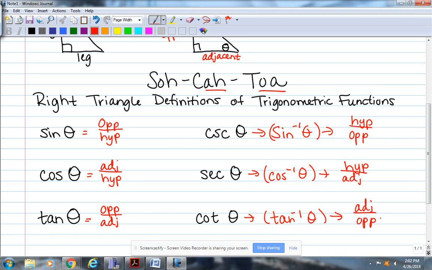Okay? That makes sense? So you can use SOHCAHTOA to get your sine, cosine, and tangent, and these are just the inverses. Cosecant is the same thing as the inverse of sine. Secant is the same thing as the inverse of cosine. Cotangent is the same thing as the inverse of tangent.